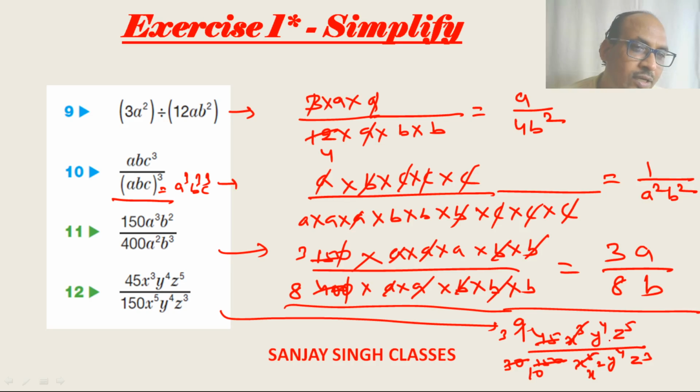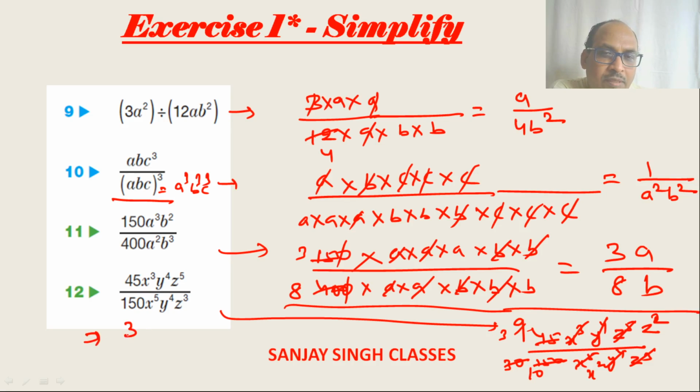Right. And y to the power 4, y to the power 4, completely it will get cancelled. And z to the power 3 and z to the power 5, so it will be cancelling it with z square. So our answer will become 3 by 10, and in numerator we do have z square, in denominator we do have x square. Okay, so this one will be the answer.